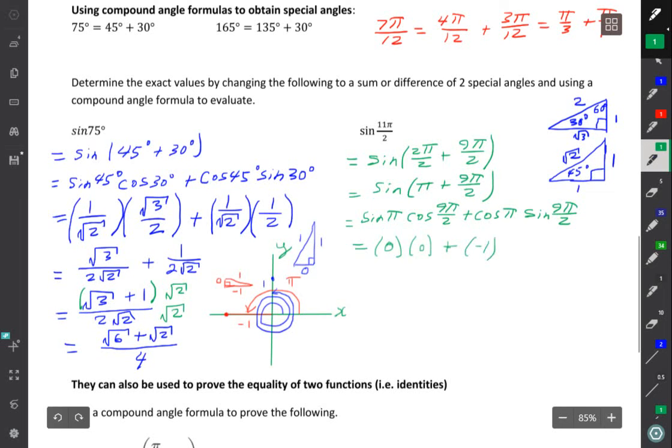And then finally, sine of 9 pi over 2. Looking here, we have the opposite being 1 and the hypotenuse being 1. Look at this hypothetical triangle. The opposite is 1 and the hypotenuse is 1. So 1 over 1 is 1. And now simplifying, the answer we get for this relationship is minus 1.